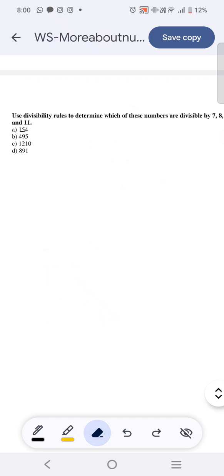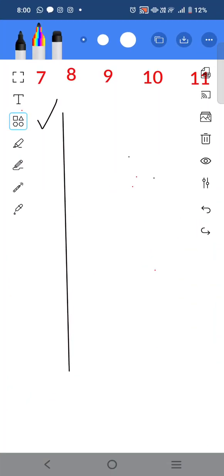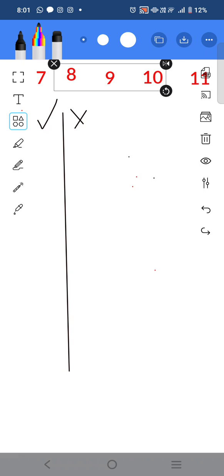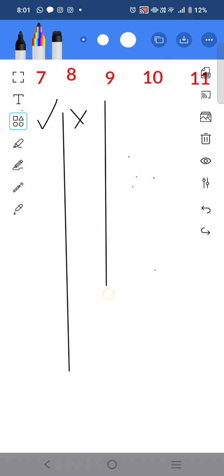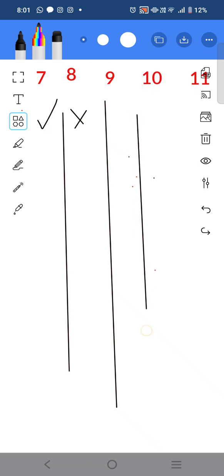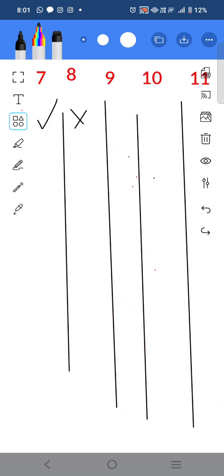Okay, chalo, we will mark this no, and we also have to make lines. Okay, we'll make the lines fast and then we'll go on to the next one.